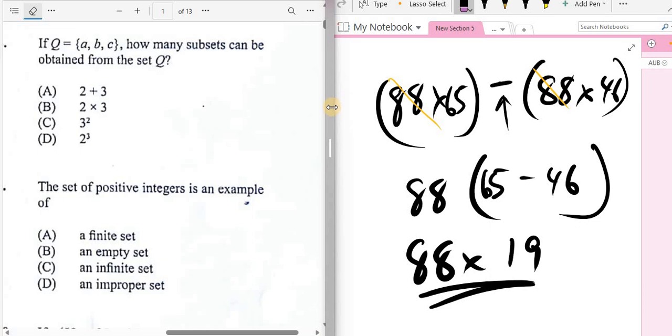Set of positive integers. Which one? A finite set. Finite means what? You can count it. You have a fixed end, you can stop. You can count and stop. Infinite means what? Go on forever. Improper set means what? It's a subset of itself. Remember I mentioned that? When a set is a subset of itself, we call it what? An improper subset.